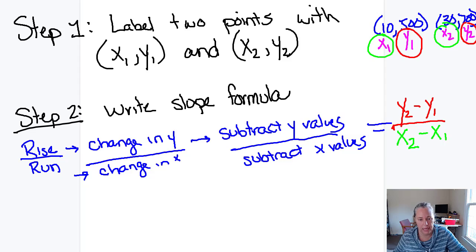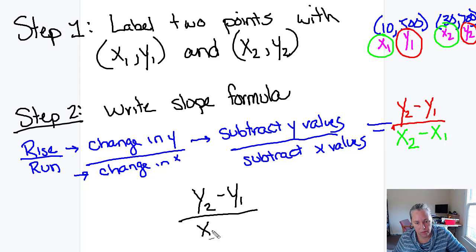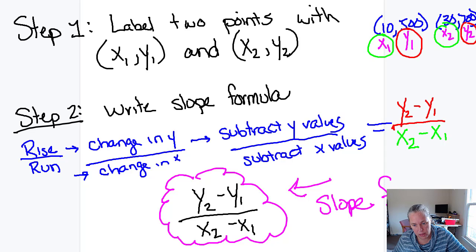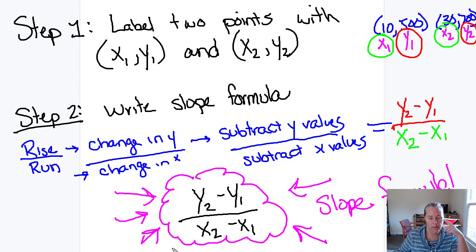Okay, so this is our famous slope formula. So I'm going to have you write it again right in the middle of your page. Y sub 2 minus y sub 1 over x sub 2 minus x sub 1. And I'm going to put a little pink bubble around it. I'm going to say slope formula. It's important. You're going to use it in all your science and math classes in high school. Okay, so step 2 is write the slope formula.